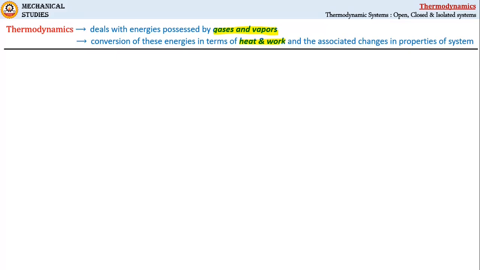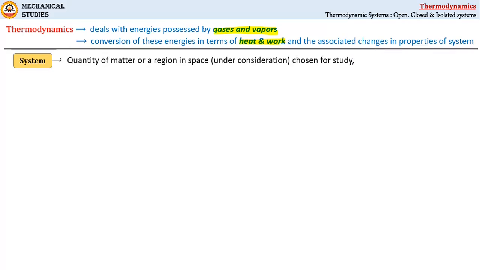So here the first term from the subject comes into picture: system. Selection of system is always a first step in analyzing thermodynamic problems. System can be defined as quantity of matter or region in space taken into consideration or chosen for study where some thermodynamic changes occur.